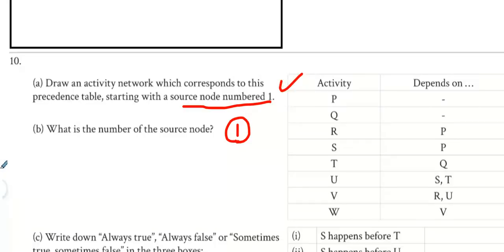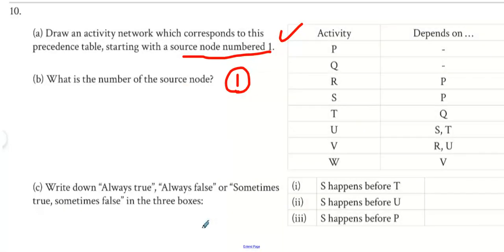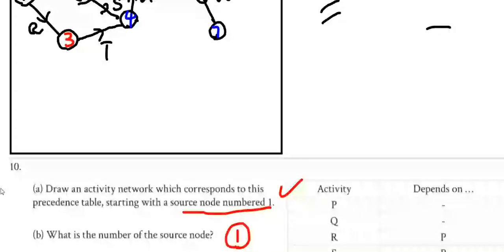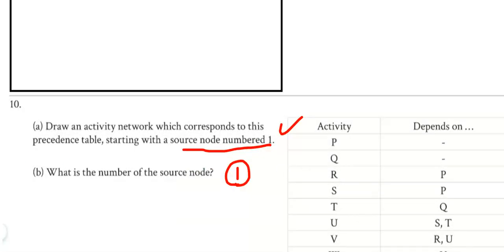Activity done. C. Write down always true or sometimes for the following 3 boxes. S happens before T. Does S happen before T? Not necessarily. Sometimes true. Sometimes. Okay. What about the next one then?